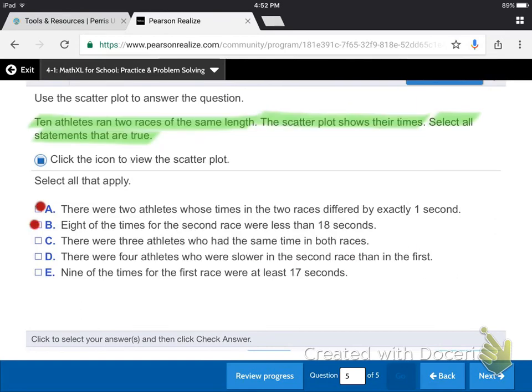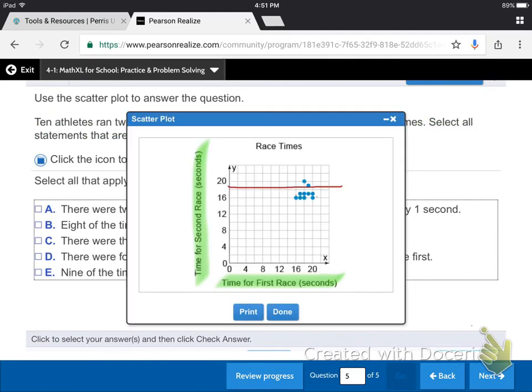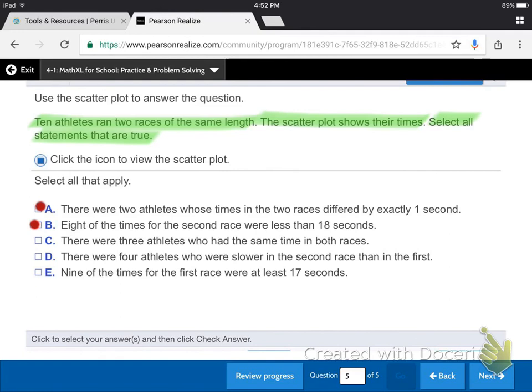D. There were 4 athletes who were slower in the second race than in the first. Well, if they were slower in the second race than in the first, what that would mean is that their time on the y-axis would be below the time on the x-axis. That's impossible to tell, so we'll move on.